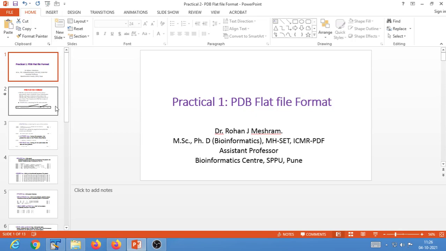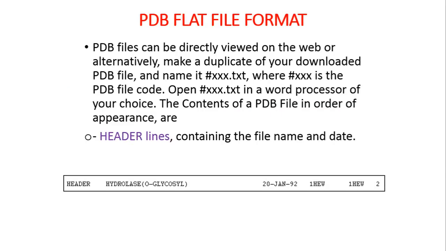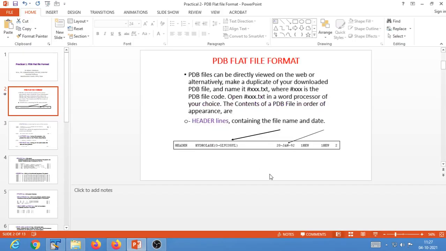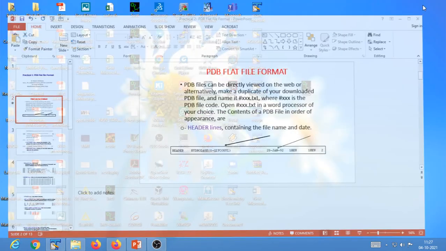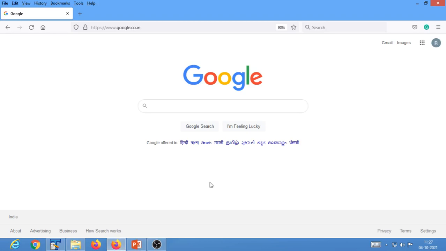So let us start out with this. For today's demonstration, we would need some PDB file, some structure file. Let me first show you how you download any protein model from the Protein Data Bank.